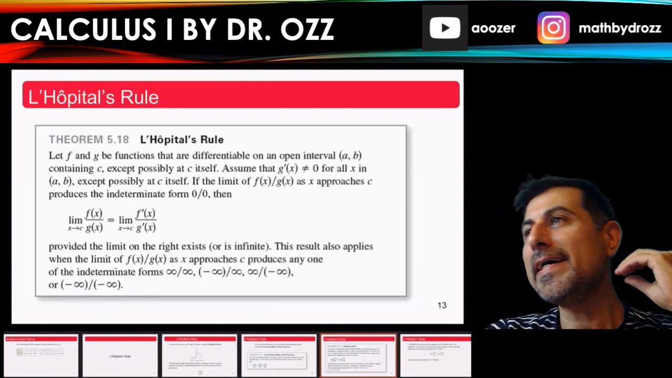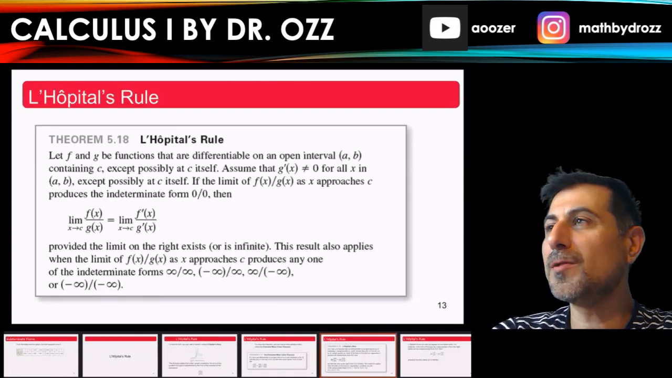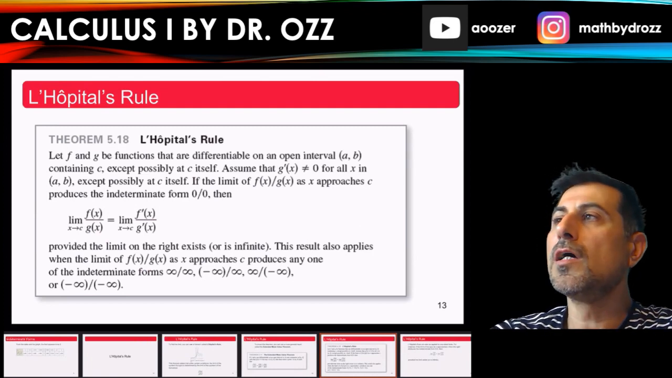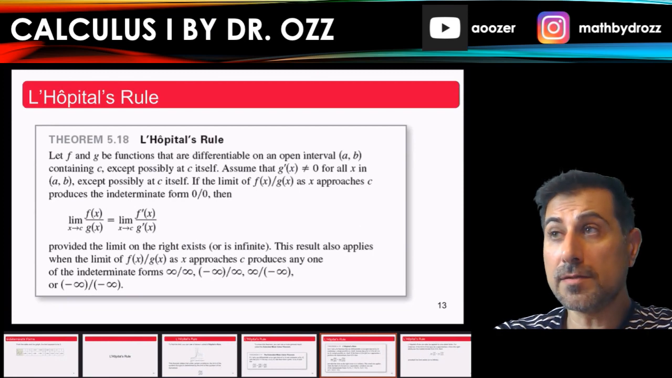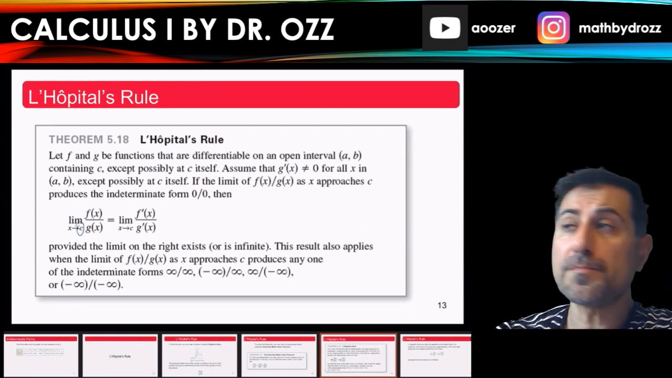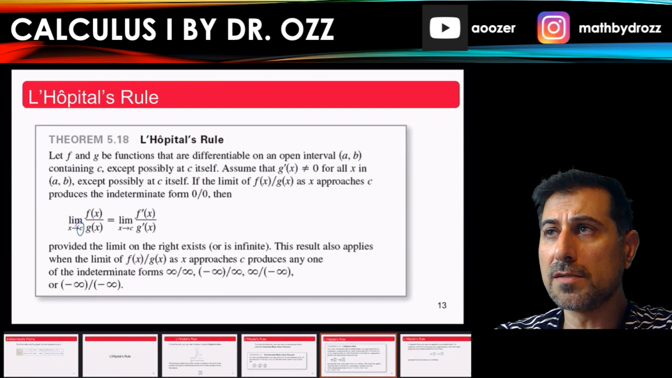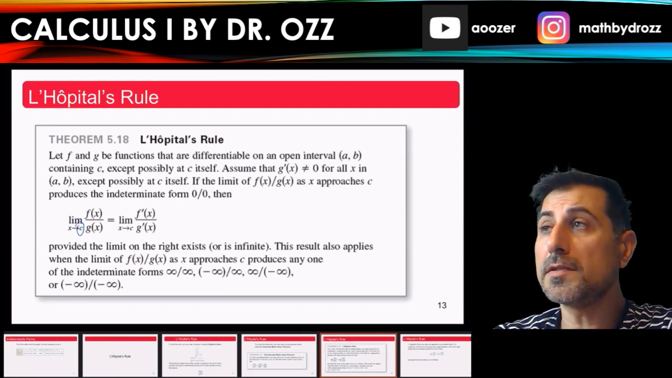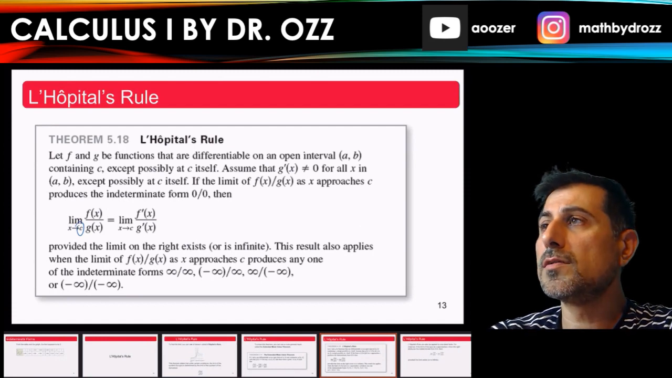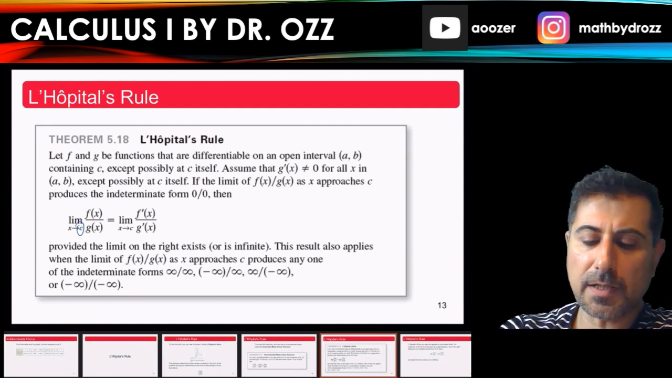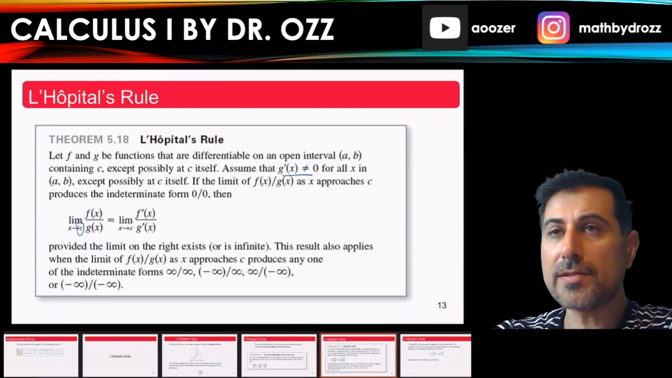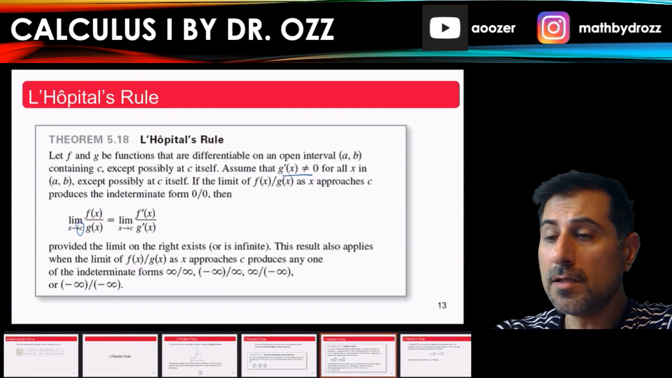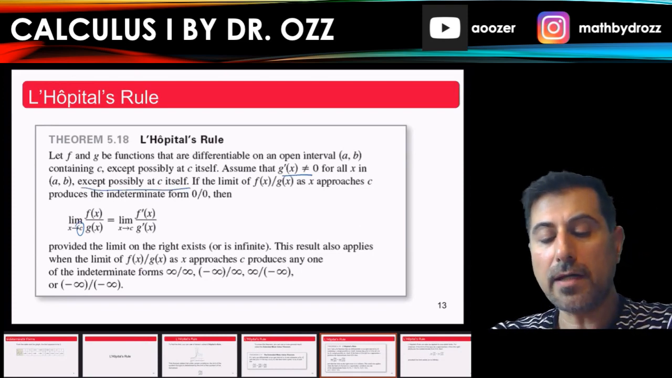All right, let's stare at the description of L'Hopital's rule. Let's say we have 2 functions which are differentiable on an interval containing c. c is the point where you check the limit. So you are looking for differentiability around c, not necessarily at c, but around c. So we assume that g prime is not equal to 0 for all x in the same interval, and g prime of c may be undefined. That's fine, that's okay.